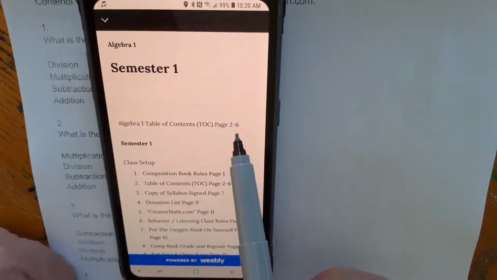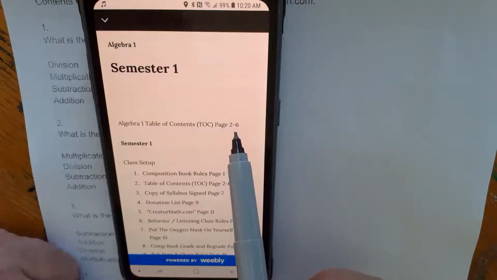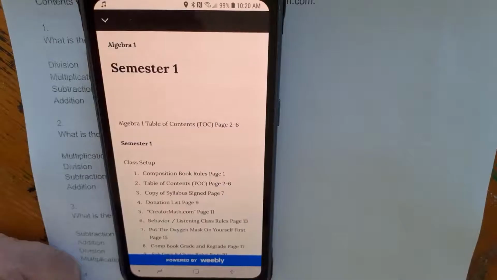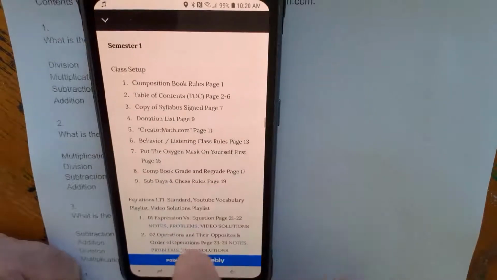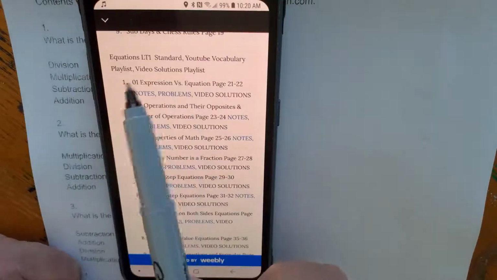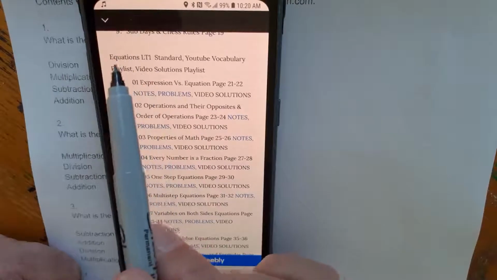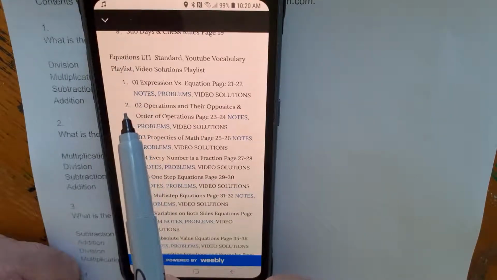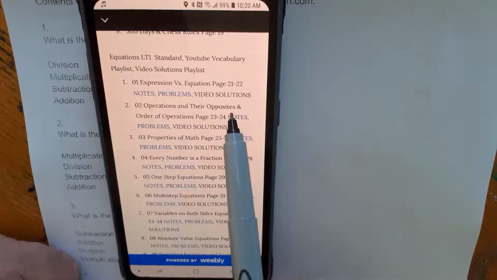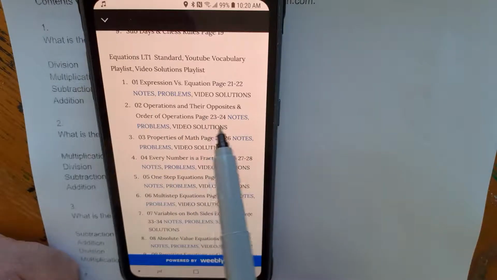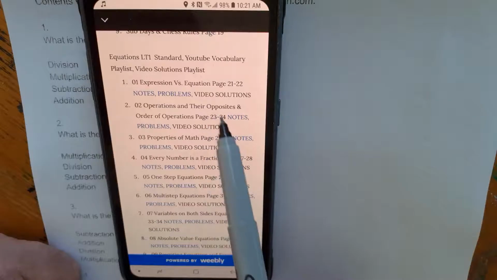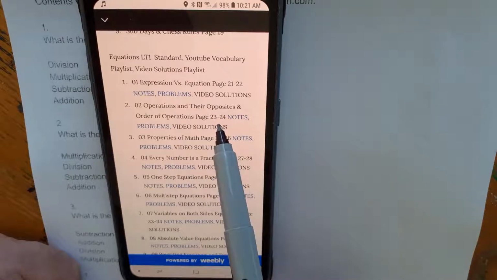Remember to follow the video on how to number your pages of your comp book carefully. If you mess that up, then the entire comp book starts to get all messed up. All right? But this is the table of contents. We're going to go down and find the unit we're in. This is the unit, Equations. We're in the second lesson here, Operations and their Opposites and Order of Operations. It goes on this page in your comp book. Please don't take this video's word for it, but go back and find the table of contents during the time you're watching this video. By the time you watch it, it will be different.